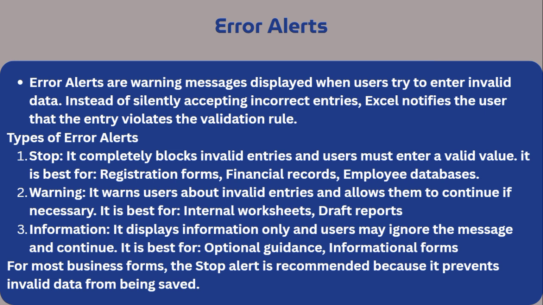There are various types of error alerts. We have the stop. It completely blocks invalid entries and users must enter a valid value. That means the entry will not be accepted. Another type of error alert is warning. It warns users about invalid entries and allows them to continue if necessary. This one is best for internal worksheets or when you are drafting reports. Then information: it displays information only and users may ignore the messages and continue. It is best for optional guidance, informational forms, and so on.